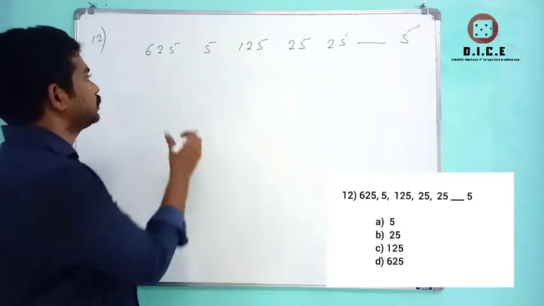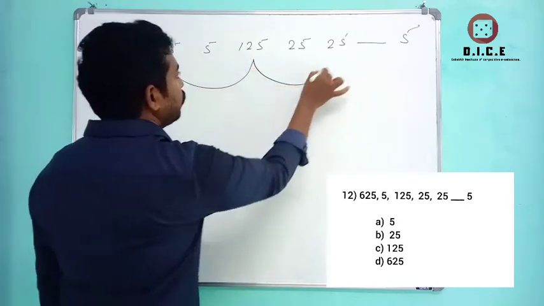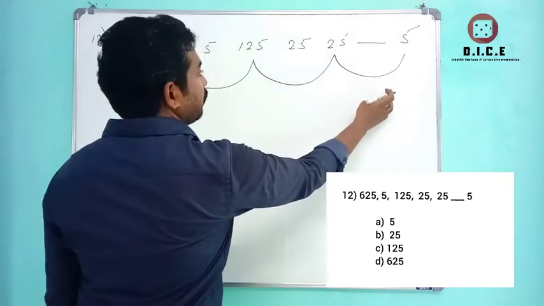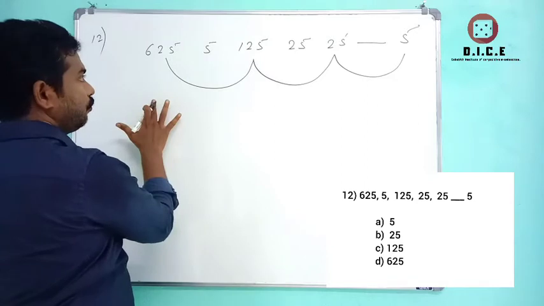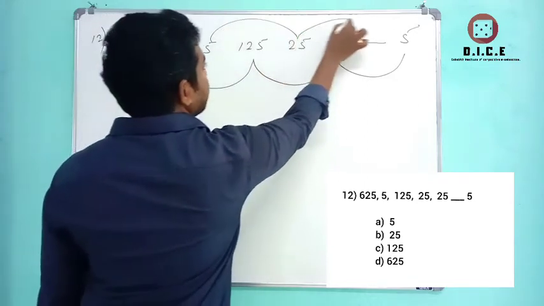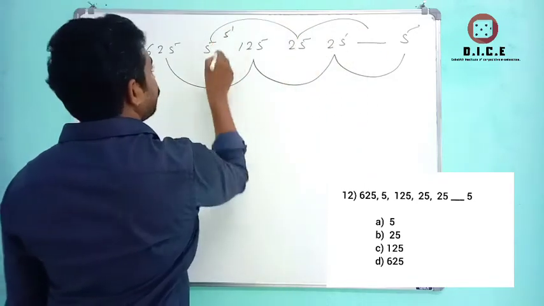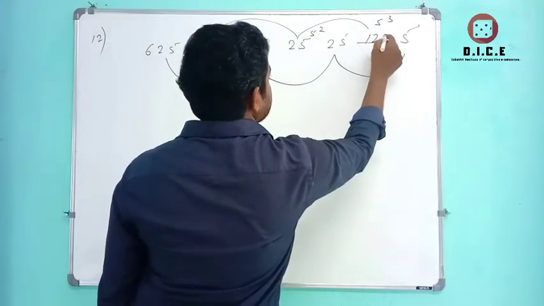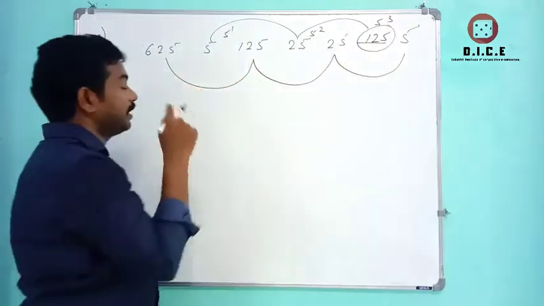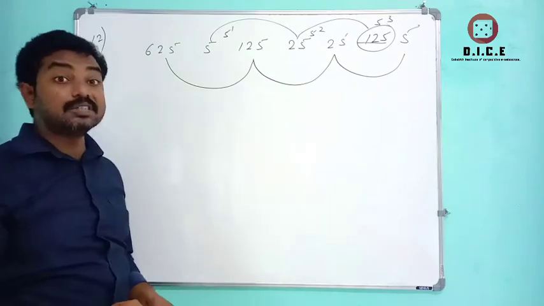Now if we see here, 625, 125, 25, 5. There is nothing but 5 power of 1, 5 square, 5 cube, 5 power of 4. Similarly 5, 25 and the next number. That should be 5 power of 1. This is nothing but 5 square. And the answer should be 5 cube, that is 125, and this is the case of alternative series.